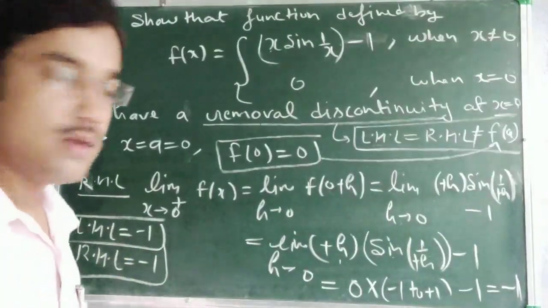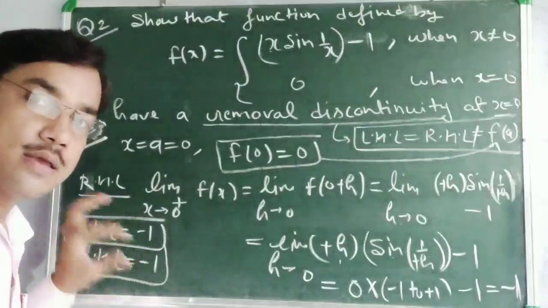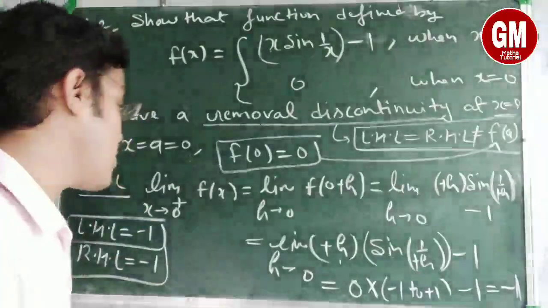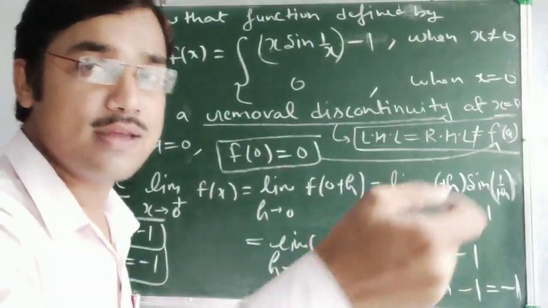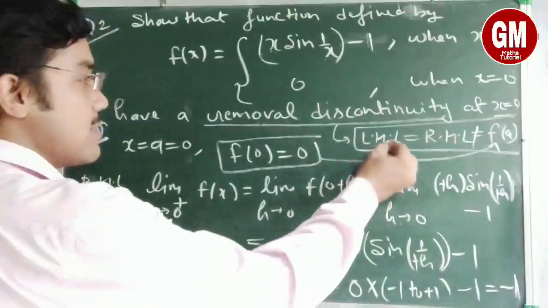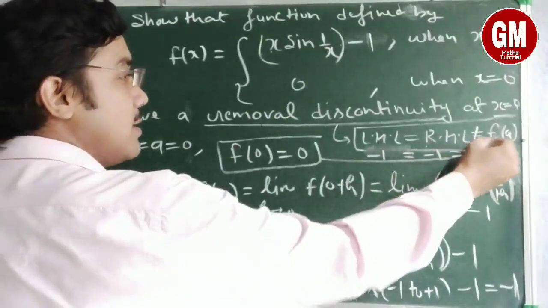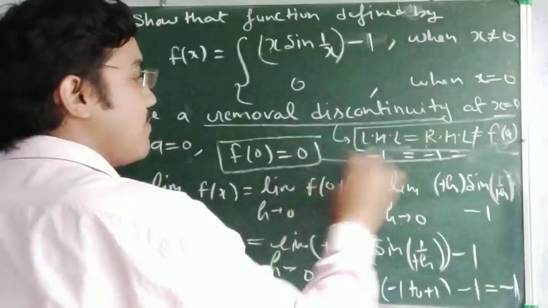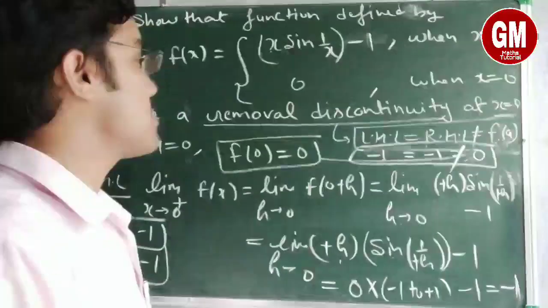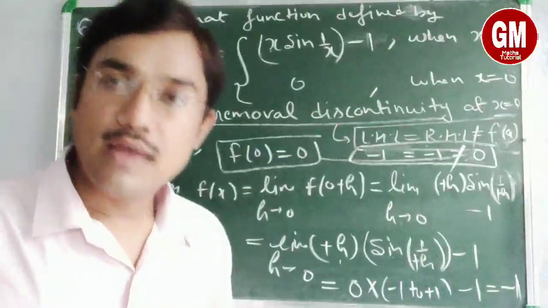There is no change between the left hand limit and right hand limit, the value is minus 1. These are equal, and we know that when the left hand limit and right hand limit are equal, the limit exists at the particular point x tending to 0. But look here, this is minus 1 and this is minus 1, but what is f(a)? f(a) is 0. Look here, minus 1 is never equal to 0. So we can say that the function has a removable discontinuity at the particular point x equal to 0.